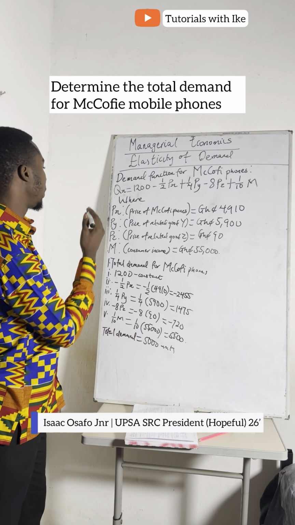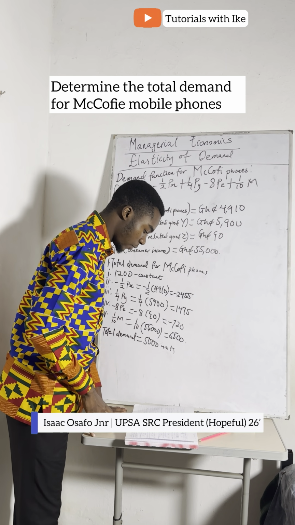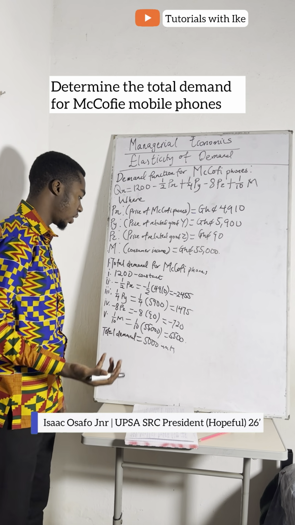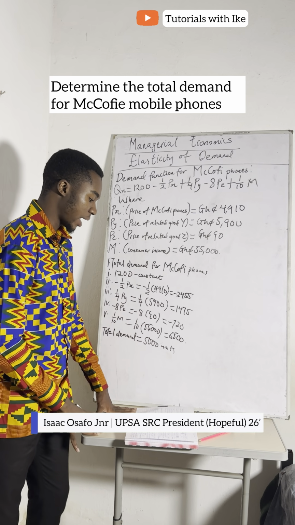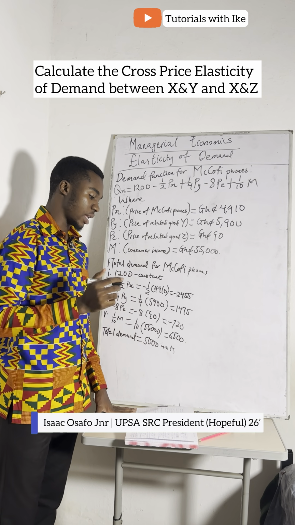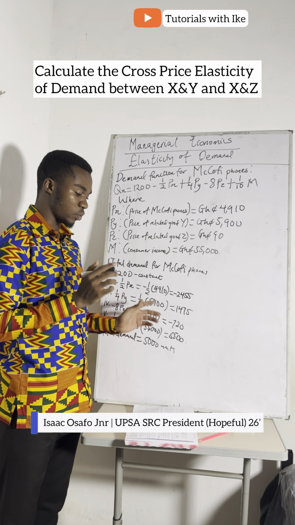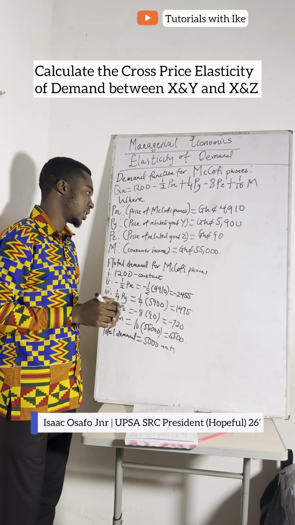So now we are done with the I, or the first one, which says we should determine the total demand for McAfee mobile phones. So we can just say the total demand is 5,000 units. Now we can go to the second one, which is the II. The II says that we should calculate the cross price elasticity of demand between X and Y and X and Z. So we are going to calculate for X and Y and for X and Z separately.